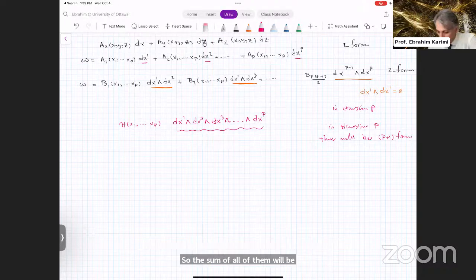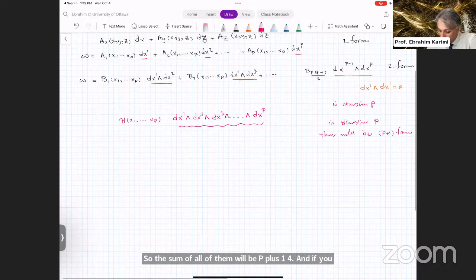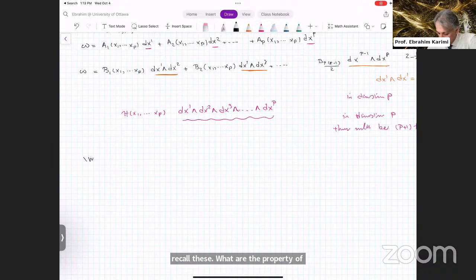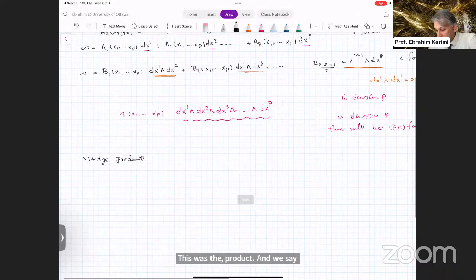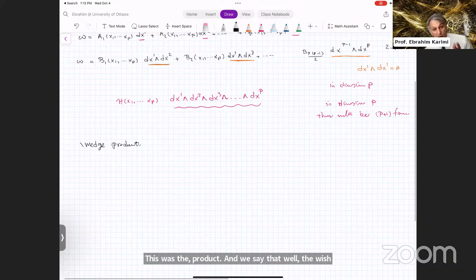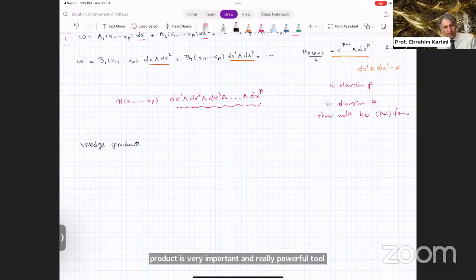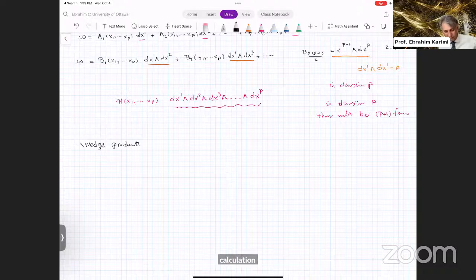If you recall, what are the properties of these wedge products? The wedge product is a very important and really powerful tool, because you can define and determine it in n-dimensional space. You will see today during the lecture that it is very powerful, and simplifies many calculations in a very, very simple and compact formalism.